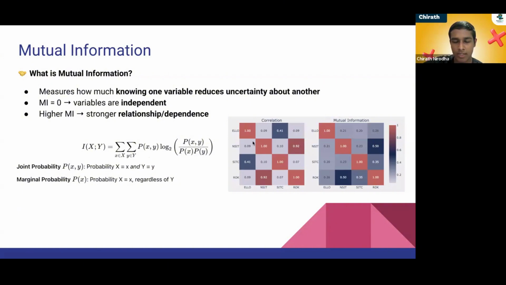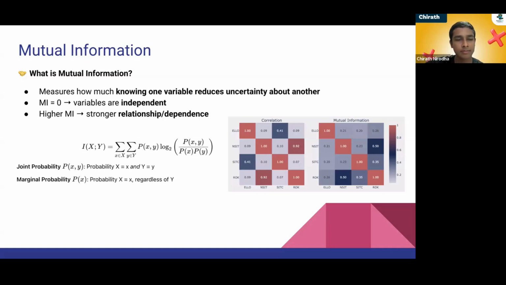You can see this is a correlation between the two variables, and this is the mutual information heat map for a data set. You can see these values are similar; between ROK and NSIT, two variables, there's a higher correlation. And even in the mutual information, the value is higher compared to the other values. So we can find mutual information for all the variables given in a data set, and we can rank them in order.